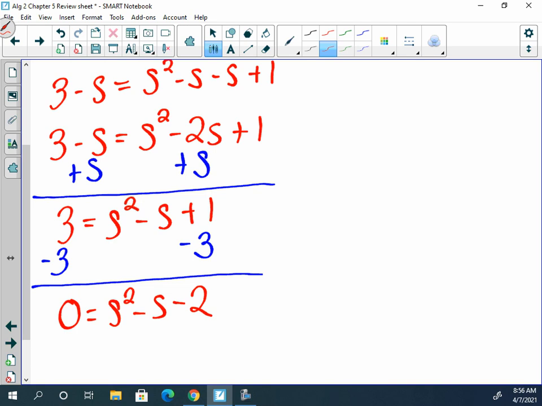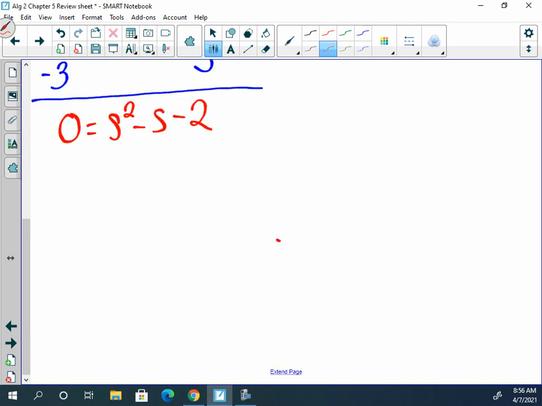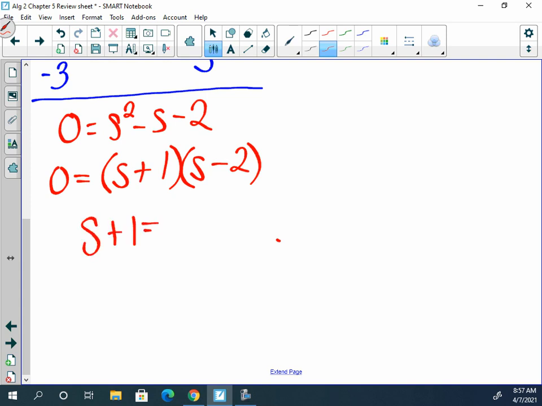Any questions on any of this here so far? Now at this point here, we can factor it. Since 2 is negative, our signs are opposite. The factors of s squared are going to be s and s, and our factors of 2 are just 1 and 2, because those are the only factors of 2. Now, which one would be positive and which one would be negative for the factors of 2? 2 would be negative, 1 would be positive. Now, because we have two things multiplied together that equal 0, it means that either s plus 1 is equal to 0 or s minus 2 is equal to 0. One of these two is going to be 0.